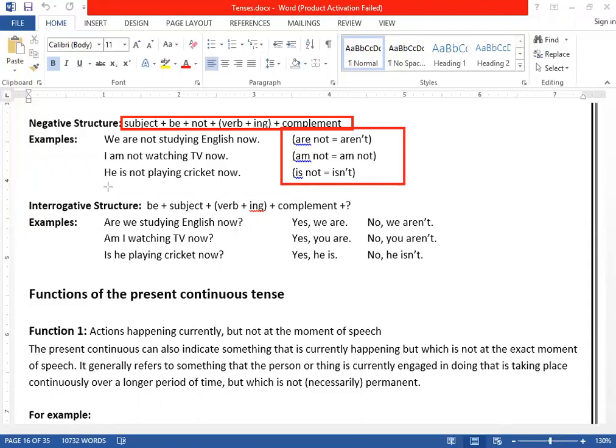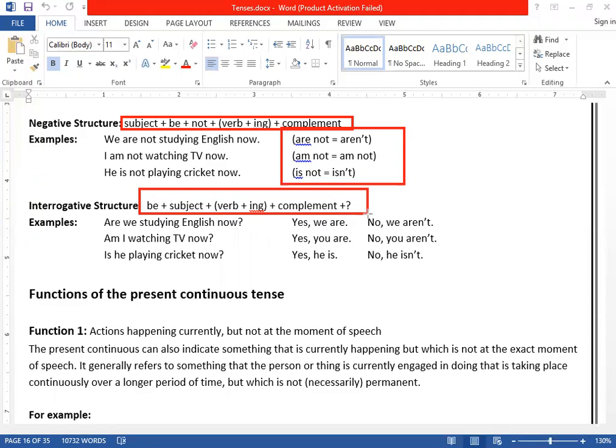The interrogative structure is what? We ask questions with is, am, are. Like, are you listening to me? Are you listening to me? Present continuous tense, I'm asking you right now. Is this action happening right now? Clear? Am I teaching? Are you studying? Are you playing? So this is what we call present continuous.